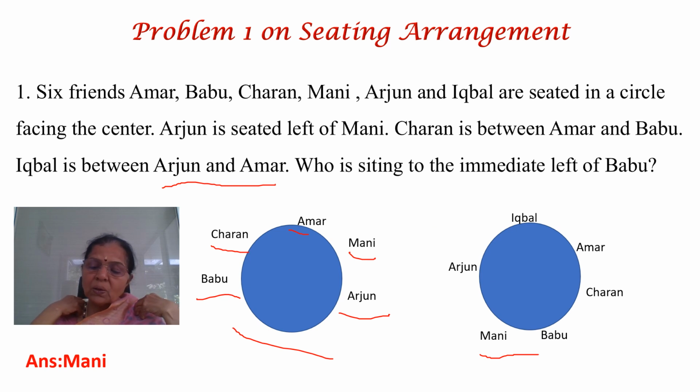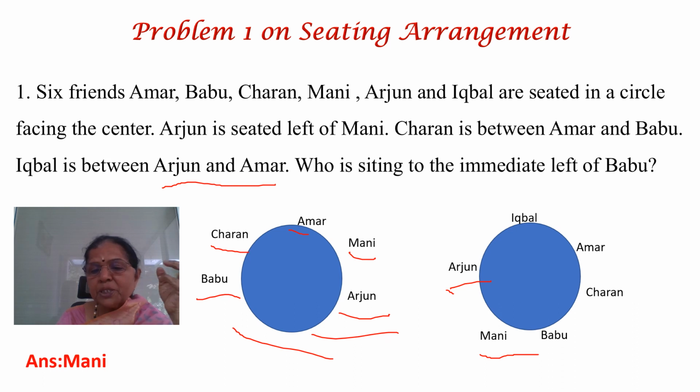So I have to draw once again, trial and error method. I have to do it again, all over again, shifting this to the right side. Amar, Charan, Babu, I put on this side of the circle. So in the second circle, I do it once again because the third statement could not be fulfilled using this diagram. So again I had to draw another circle. I started on the other side of the circle. Go to the first one. Arjun is seated left of Mani. So I put Mani here. To his left I put Arjun. Okay, first statement is taken care of.